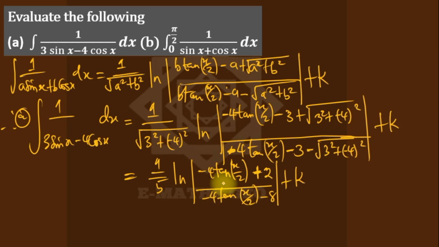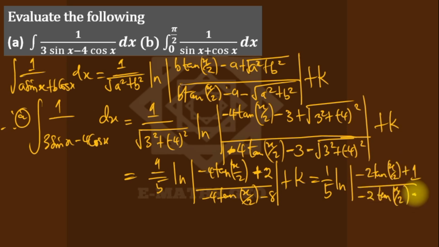Let's divide numerator and denominator by 2. I have 1 over 5 ln of, divided by 2, so I have minus 2 tan half x plus 1 over minus 2 tan half x minus 4 plus k.